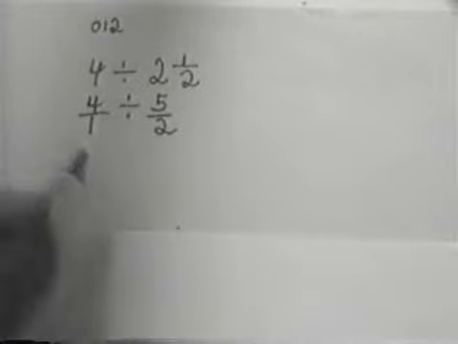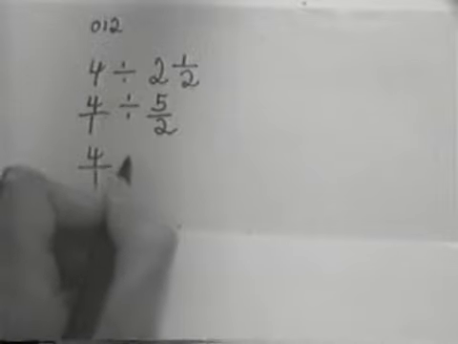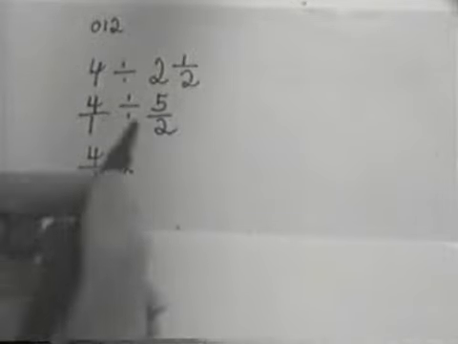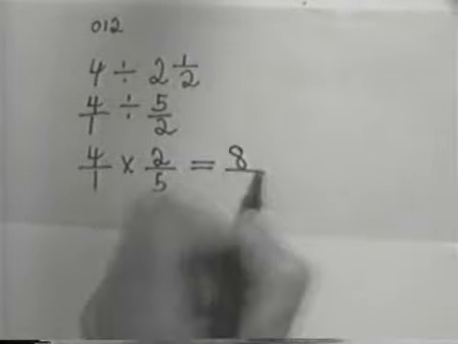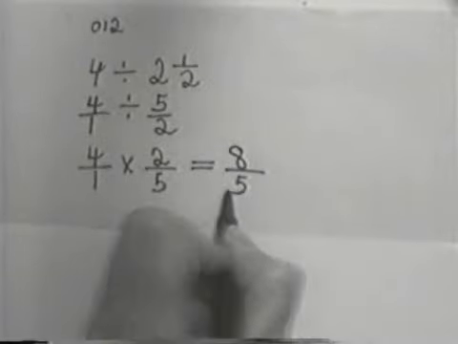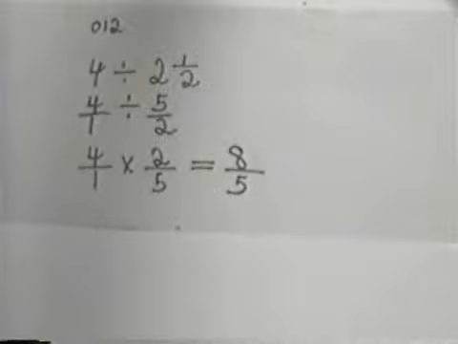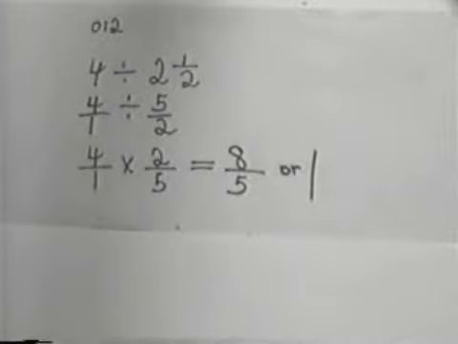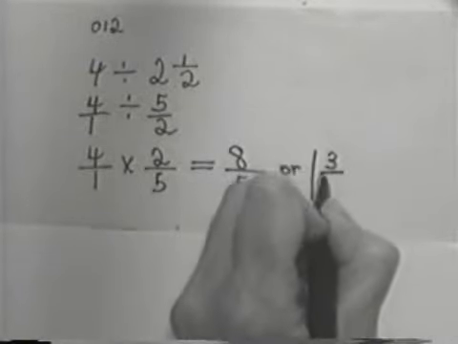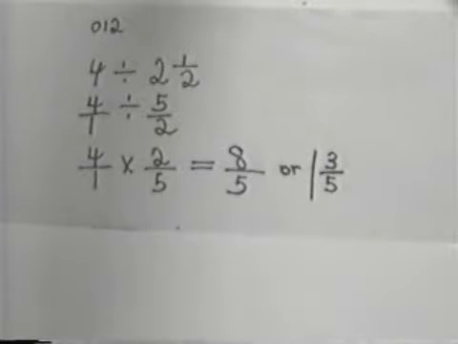Now I'm ready to turn it into multiplying. So I keep my 4/1, change my division sign to a multiplication sign, and change my 5 halves to 2/5. Now look to see if I can do any reducing. In this case I can't. So when I multiply numerator by numerator, I get 8. Denominator by denominator gives me 5. So I get 8/5. It's fine to leave the answer like that. Or I could say my answer is 1 because 5 goes into 8 one time. And I have 3 left over. So I could say it's 1 3/5. So either 8/5 or 1 3/5 would be acceptable answers.